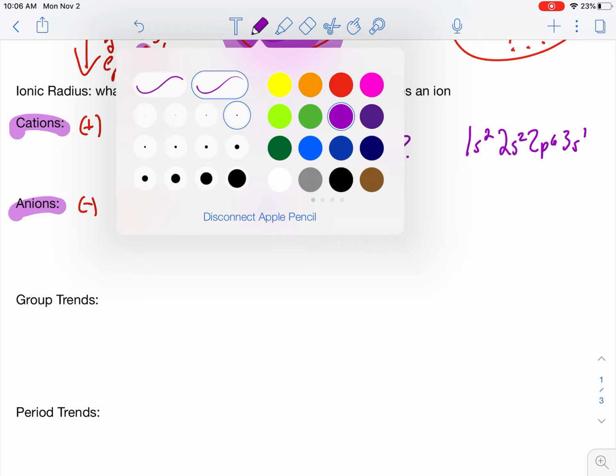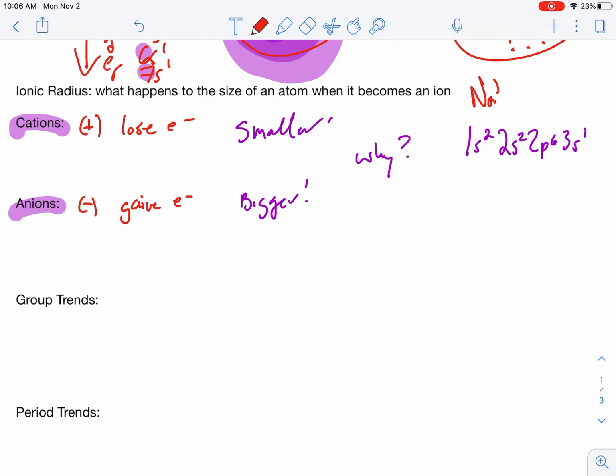All right, anyway, so what electron is going to be lost here when sodium becomes a cation? It's a metal, it's on the left side of the periodic table, it loses that electron. Here is the electron it loses. So the 3s location is vacated. I no longer have a 3s electron. That shell is now empty, and my resulting size is a lot smaller.